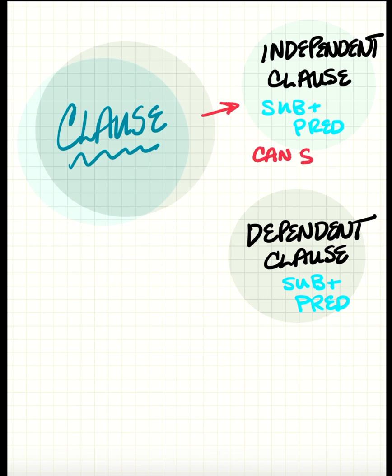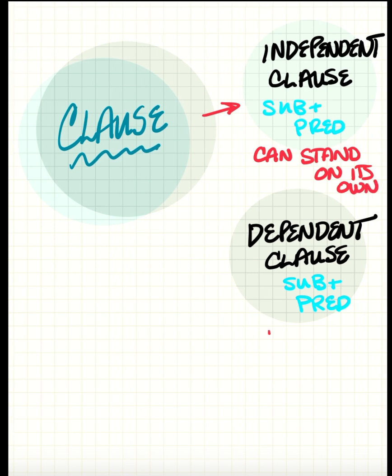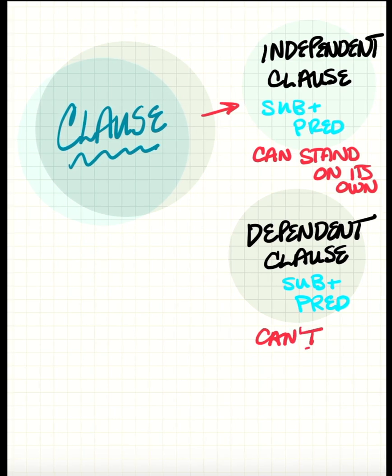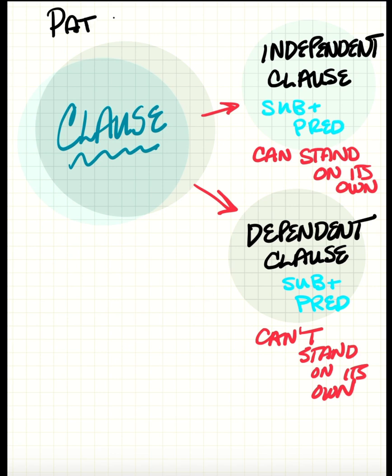So let's illustrate this with a couple of examples. An example of an independent clause would be Pat loved cheese. The subject would be Pat. The predicate would be loved cheese. It can stand on its own because it doesn't require any more information to be comprehensible. You don't say huh or and, right? It is sovereign. It kind of stands on its own.